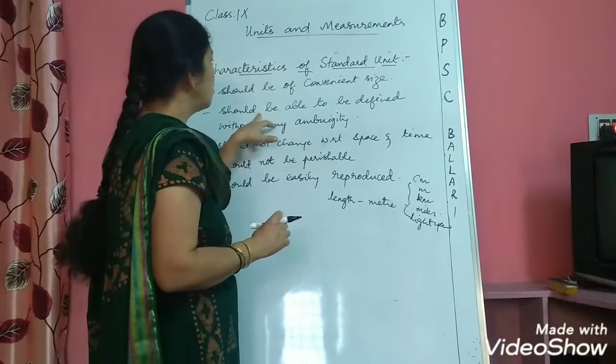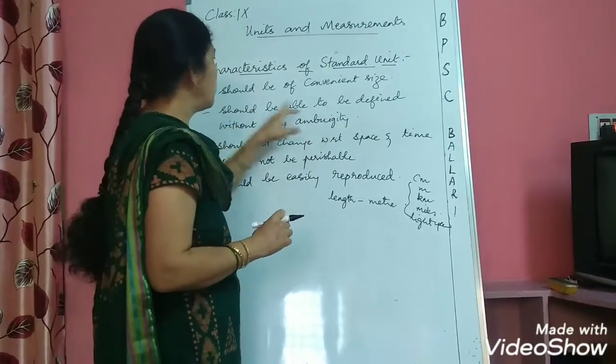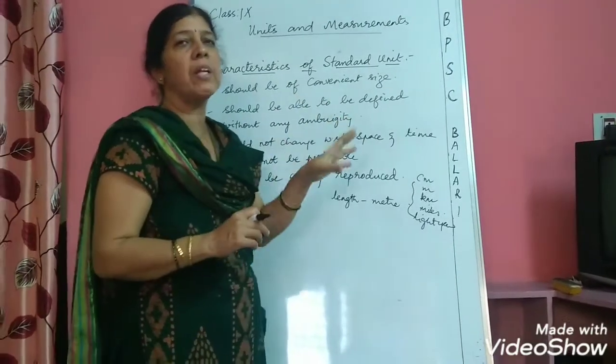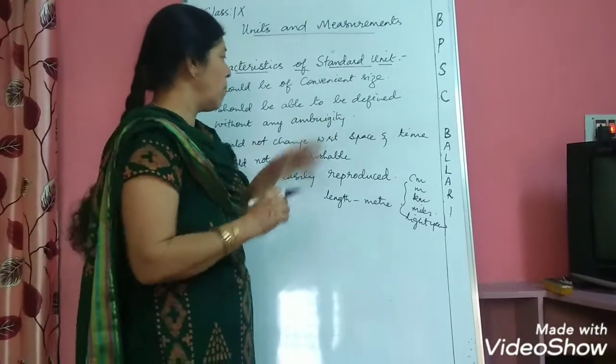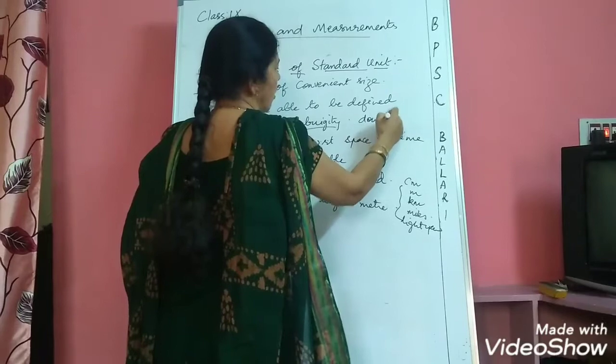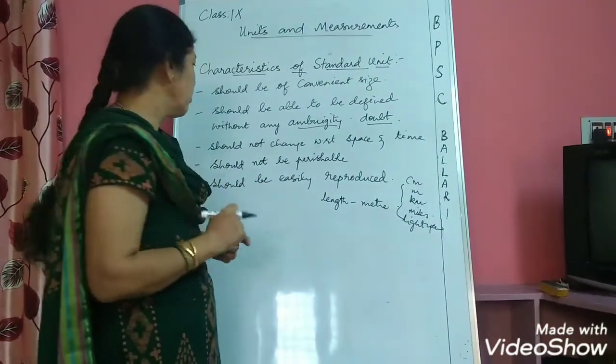Then, it should be able to be defined without any ambiguity. Means you must be able to define a standard unit without any ambiguity. Ambiguity means without any doubt. There must not be any doubt when you are defining a standard unit.